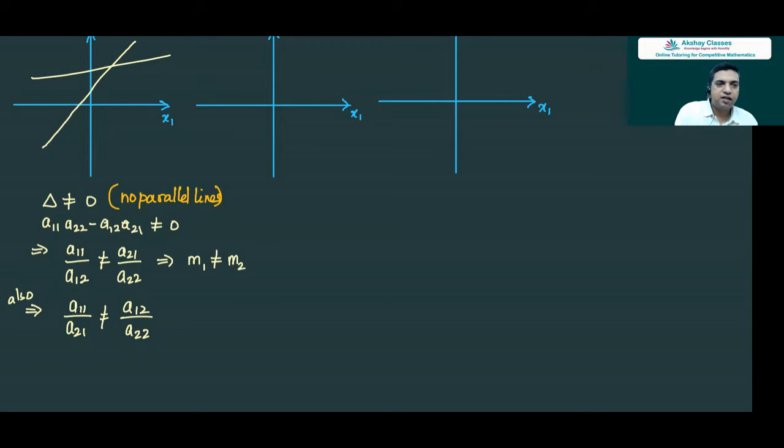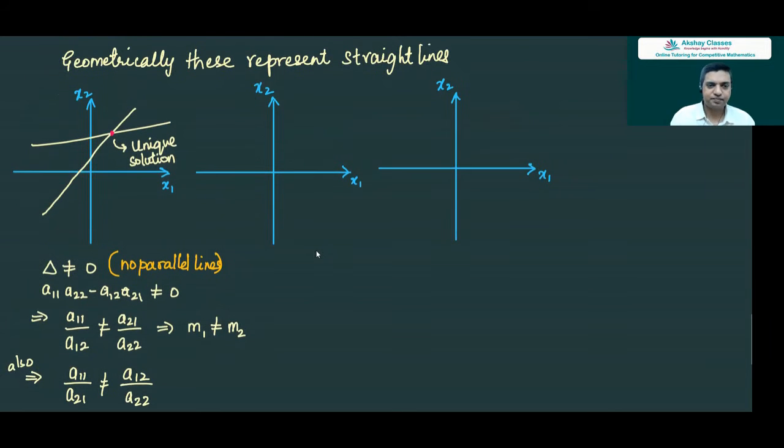Two non-parallel lines intersect at a unique point. So you get a unique solution. That's our first case. Got it? Geometrically. Now what happens in the second case? This is case 1. Case 2.